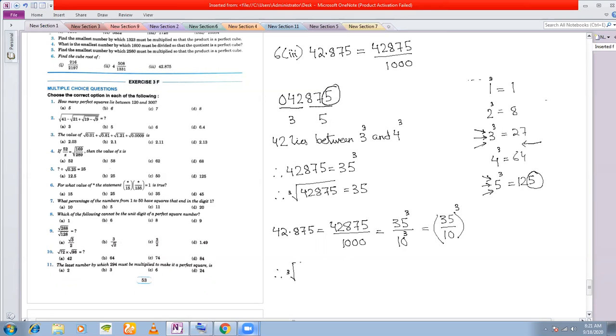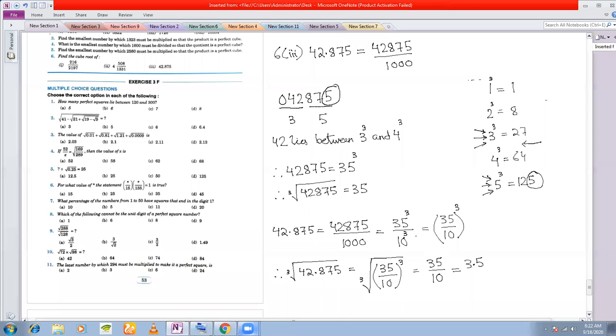Therefore, the cube root of 42.875 is equal to the cube root of 35 by 10 whole cube, which is simply 35 by 10, because for the cube root of a perfect cube we can remove the radical. So now we get 3.5. The cube root of 42.875 is 3.5.